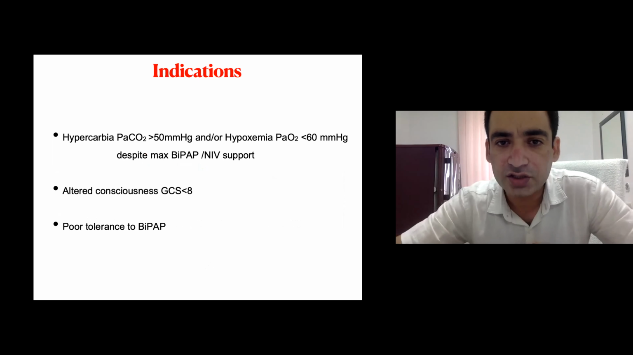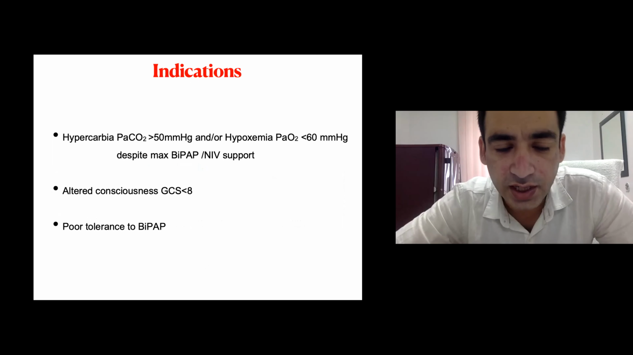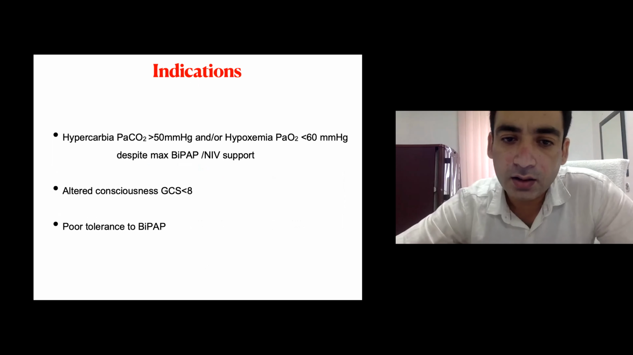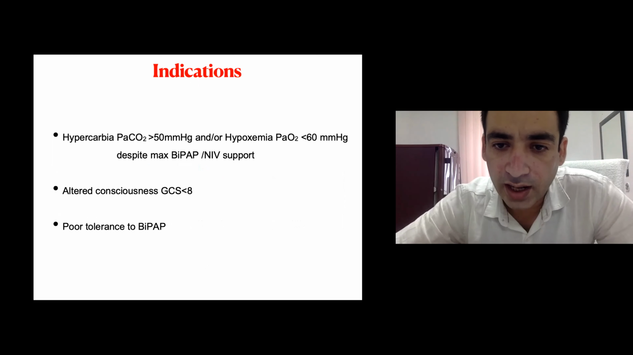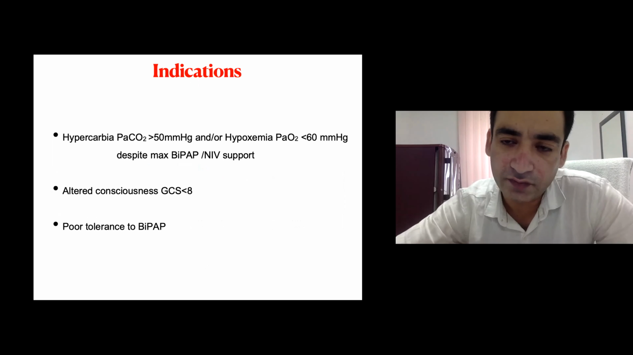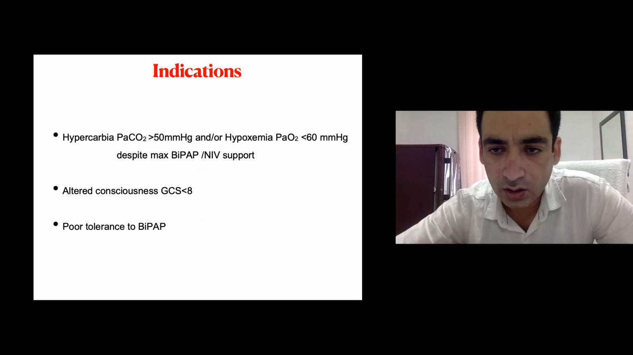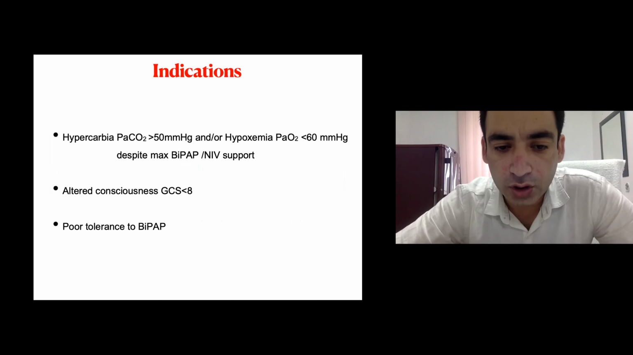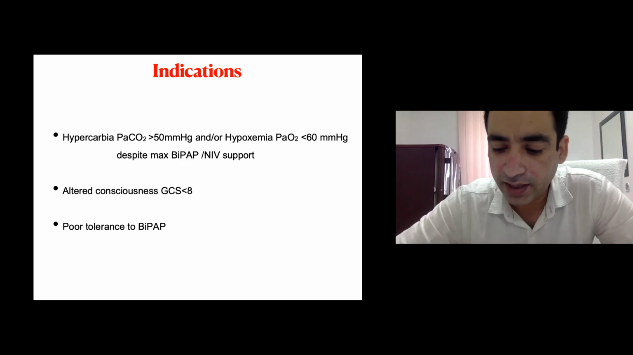Coming to mechanical ventilation, indications remain the same. If the child remains hypercarbic or hypoxemic despite giving maximum support on BiPAP or NIV. Other indications include altered consciousness, which can be defined as GCS less than 8, or the child is not tolerating BiPAP. That is an indication when we need to shift the child to mechanical ventilation.